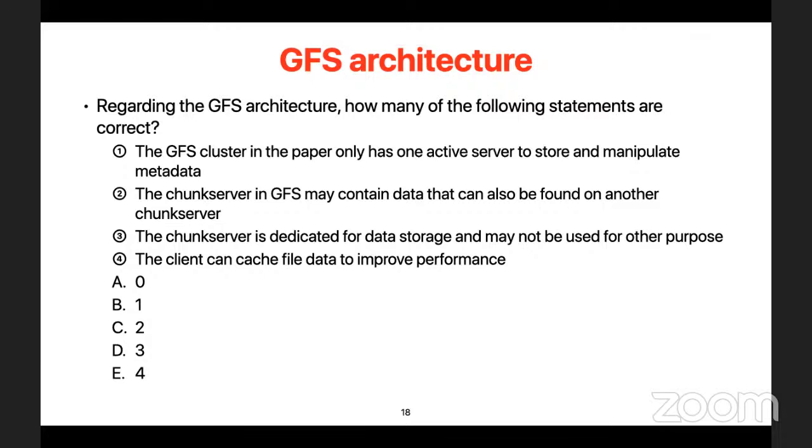So for people here, what do you guys think about the first statement? Is the cluster only having one single active server for storing the metadata? Yeah, right, single point. Okay, so that's what I said, single point of failure, and when one dies, they will pull out the shadow master as soon as they can. Sounds great. The chunk server in Google File System may contain data that can also be found on another chunk server. Yes or no?